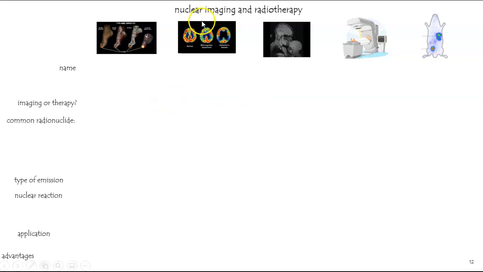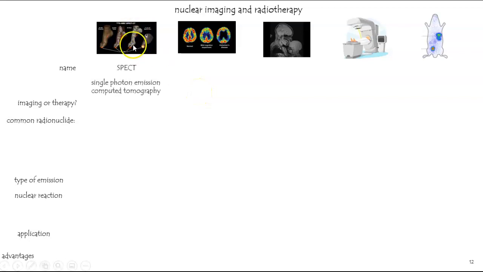Hey, this is Dr. B, and let's have a look at nuclear imaging and radiotherapy. We're going to look at five techniques here. The first three being imaging techniques, and the last two being therapy techniques that all involve unstable nuclei.